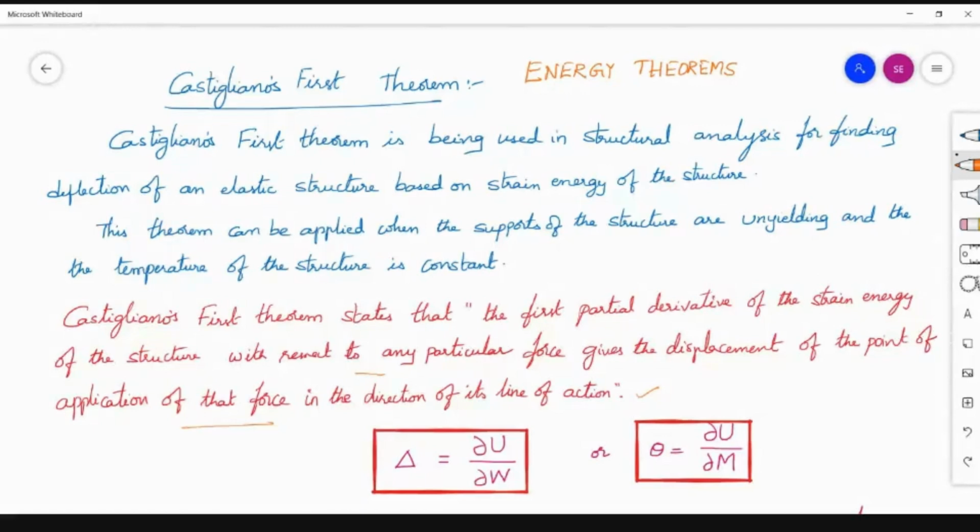So dou U by dou W, or you can also call it as dou U by dou P, where P is the load that is acting at the point where the deflection or the displacement is required. Similarly, to get the rotation, we have to take the partial derivative of the strain energy with respect to the moment that is acting at that point.